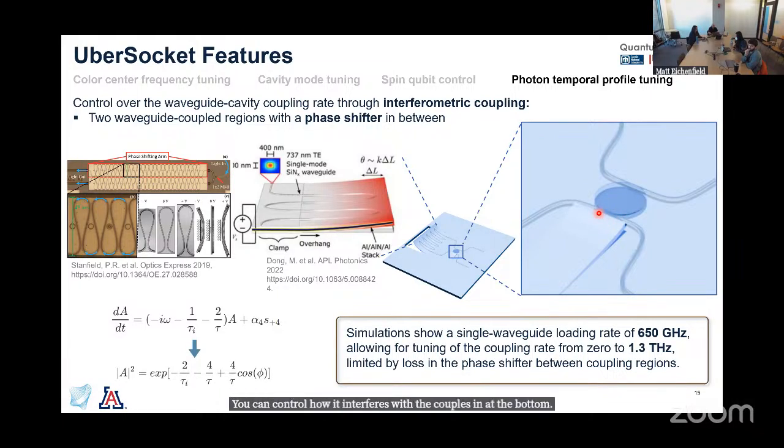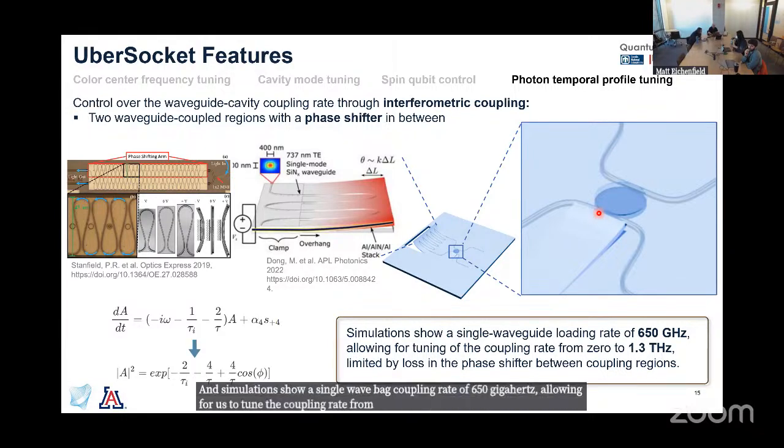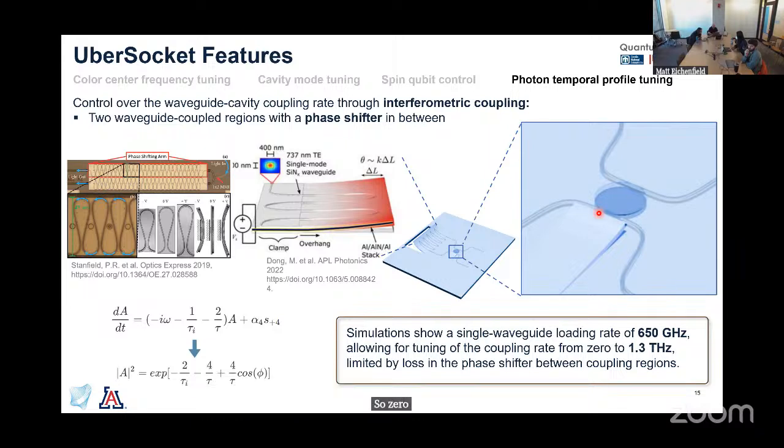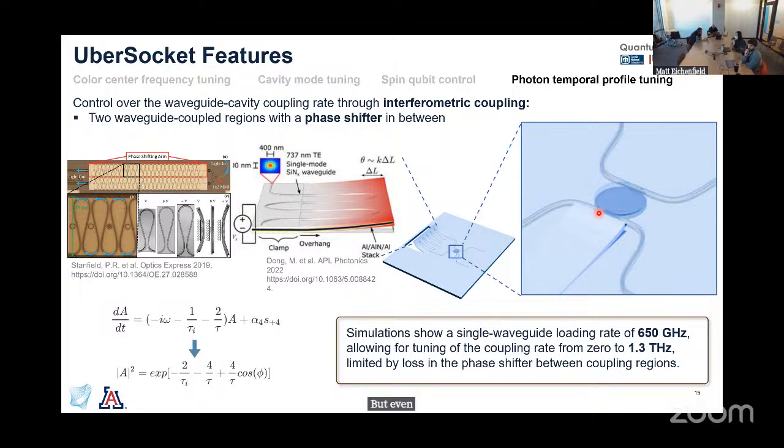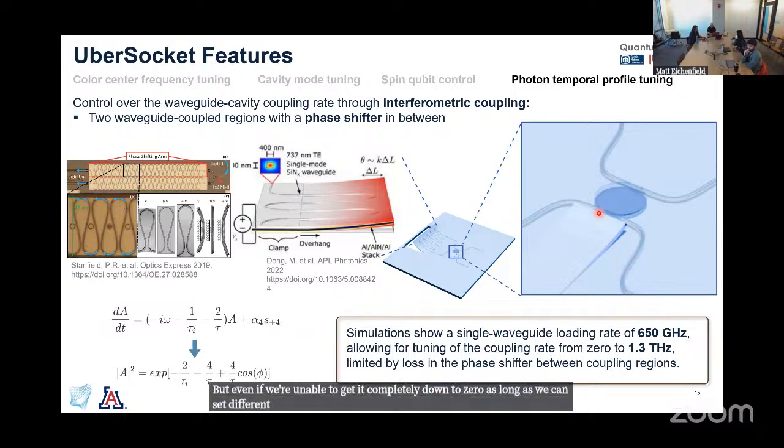Simulations show a single waveguide coupling rate of 650 gigahertz, allowing us to tune the coupling rate from 0 to twice that, with 0 being complete destructive interference and twice that being constructive interference. So 0 to 1.3 terahertz, which is limited by the loss in the phase shifter between the coupling regions. But even if we're unable to get it completely down to 0, as long as we can set different sockets to be the same, that's basically the name of the game.